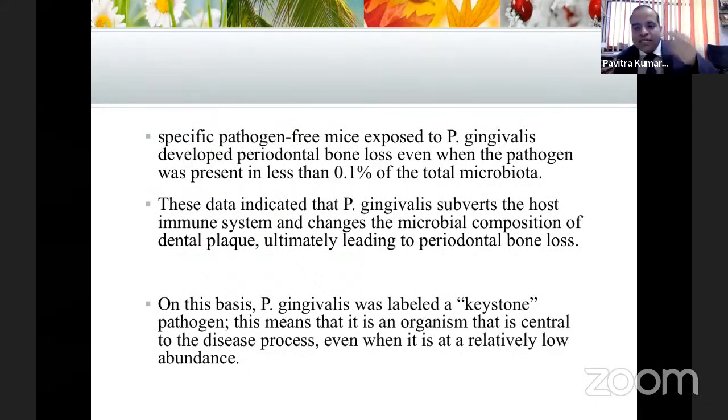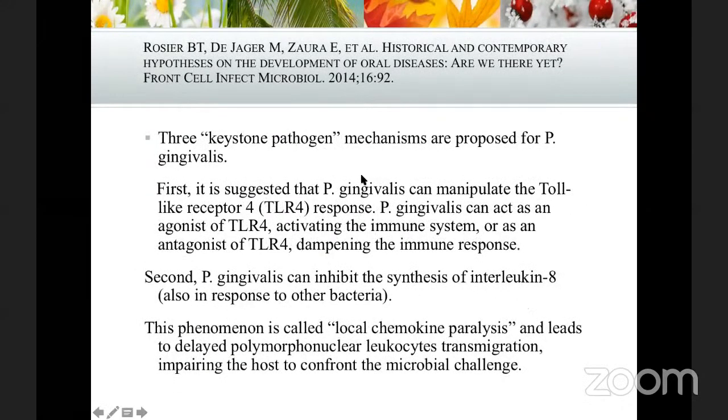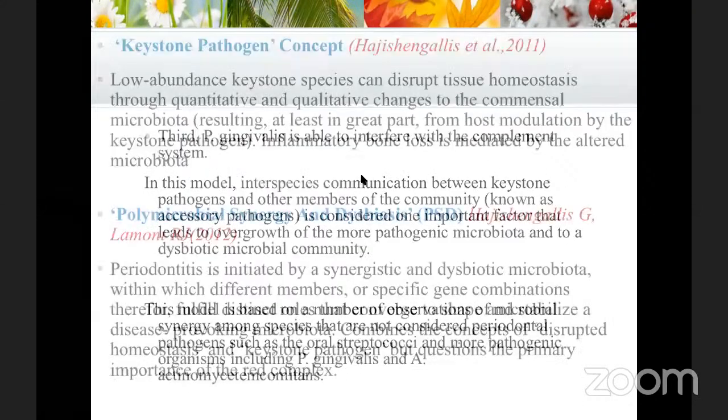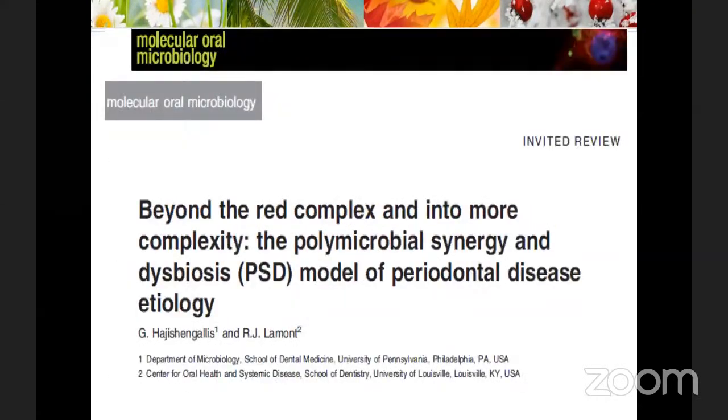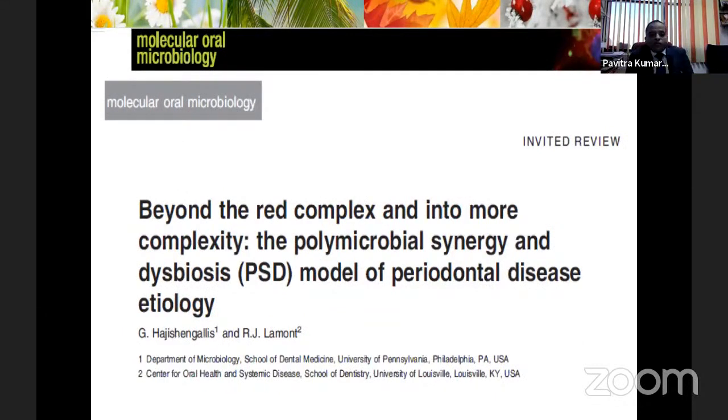We know that smoking is detrimental to the different periodontal diseases. So the reduction of environmental factors is important. It's not changing the keystone pathogen. This is beyond the red complex. This is the important article, beyond the red complex and into more complexity, the polymicrobial synergy and dysbiosis. In my personal view, this dysbiosis is the main etiology of all the diseases, not only periodontal diseases.